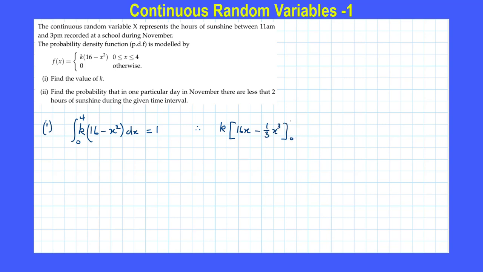Substitute in our limits. And then we can rearrange to work out what k is. Now notice what I've done here is I've actually taken k out because it's a constant as a common factor of everything. I just often find it a little bit easier to do that. You don't have to. There's not a rule that says that's the most important thing, but that's what I tend to do.